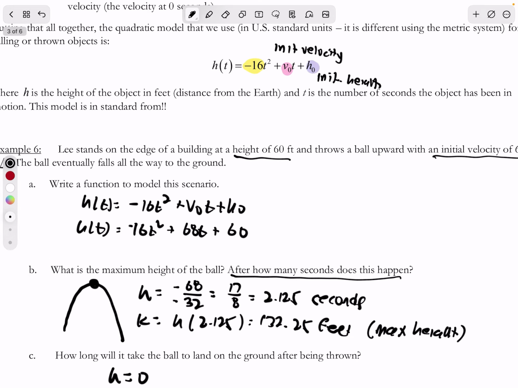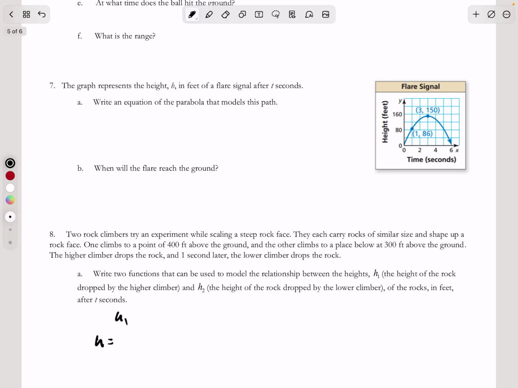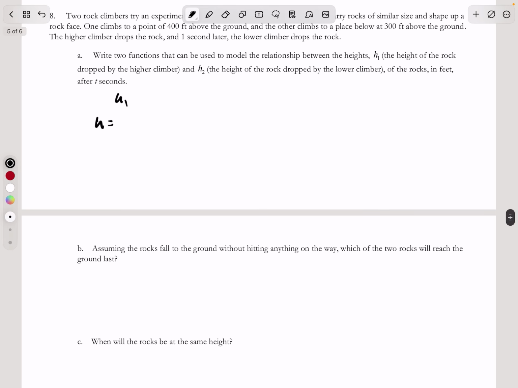So I'm going to say in number 8 that their height equation for their rock is negative 16t squared plus 400. Whereas the second person, they're also negative 16t squared. Their velocity is also 0 because they're dropping their rock.